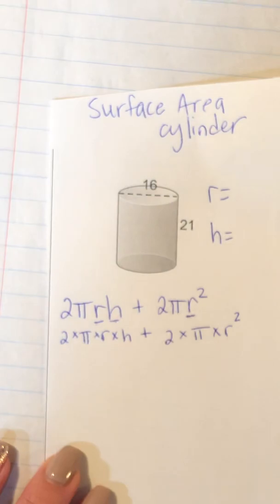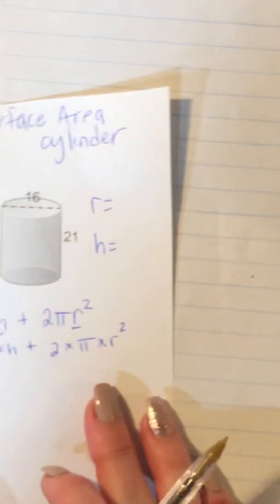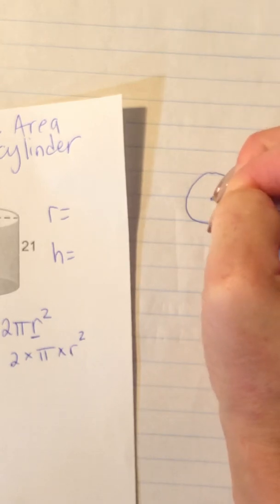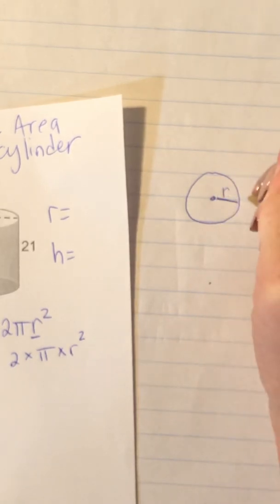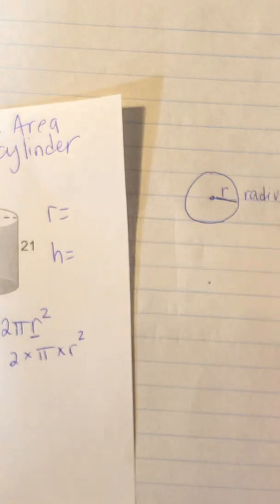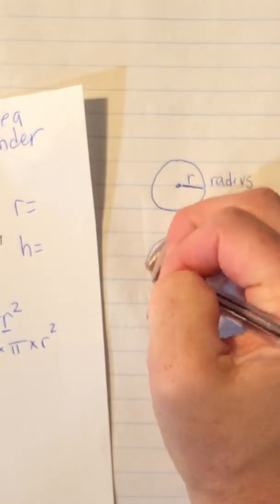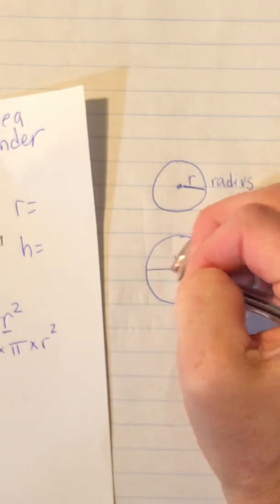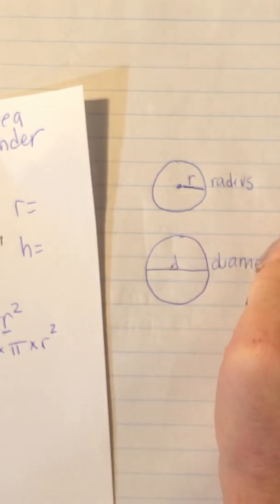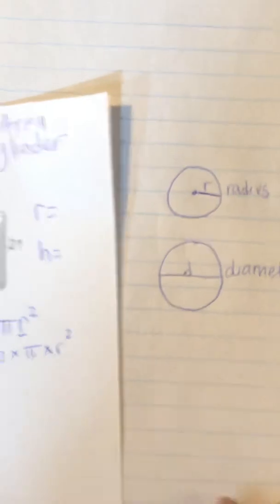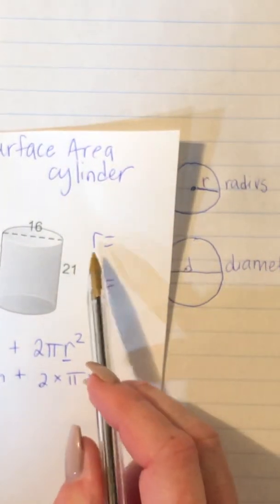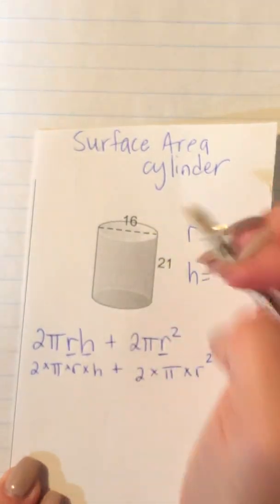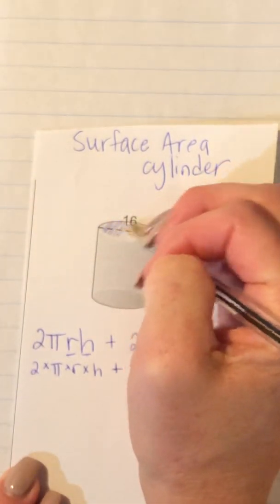Now I want you guys to remember, and if you need to write this over here, when you have a circle and you only go halfway through it, that's a radius. And if you go all the way through a circle, that is a D, a diameter. Okay, this formula is asking for the R, the radius.